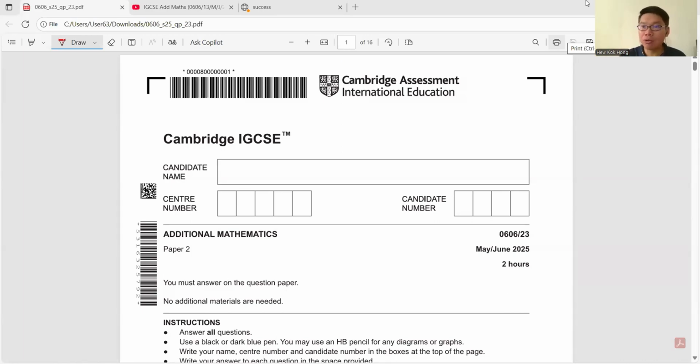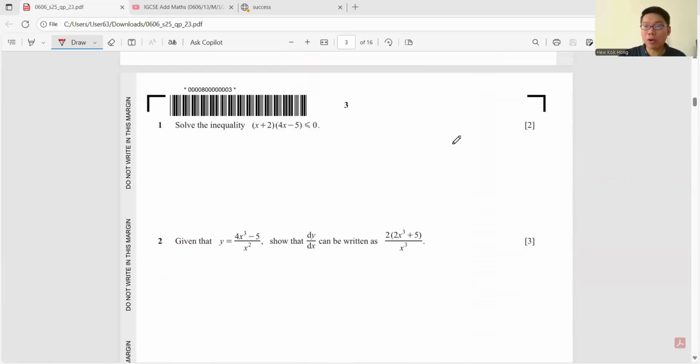Today we will go through the May/June 2025 Add Maths Paper 2, where you can use a calculator. Let's go. The first question is quadratic inequalities, so we just expand it and solve.